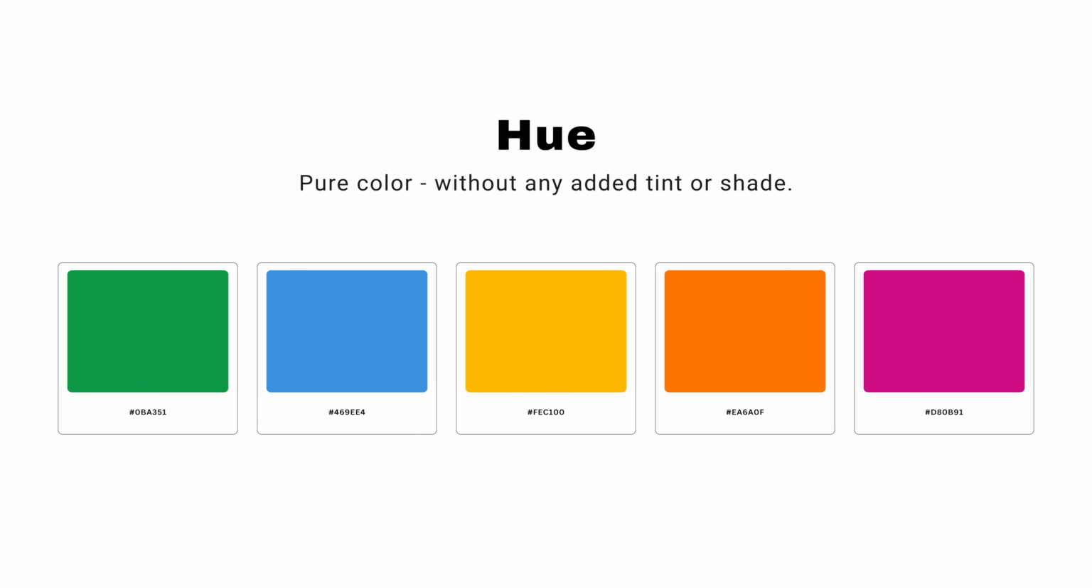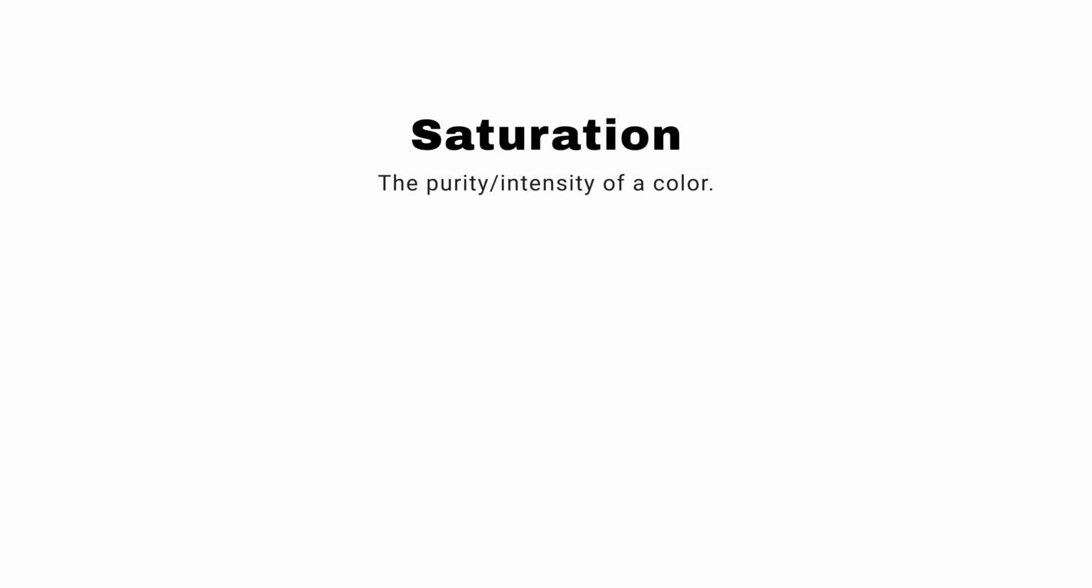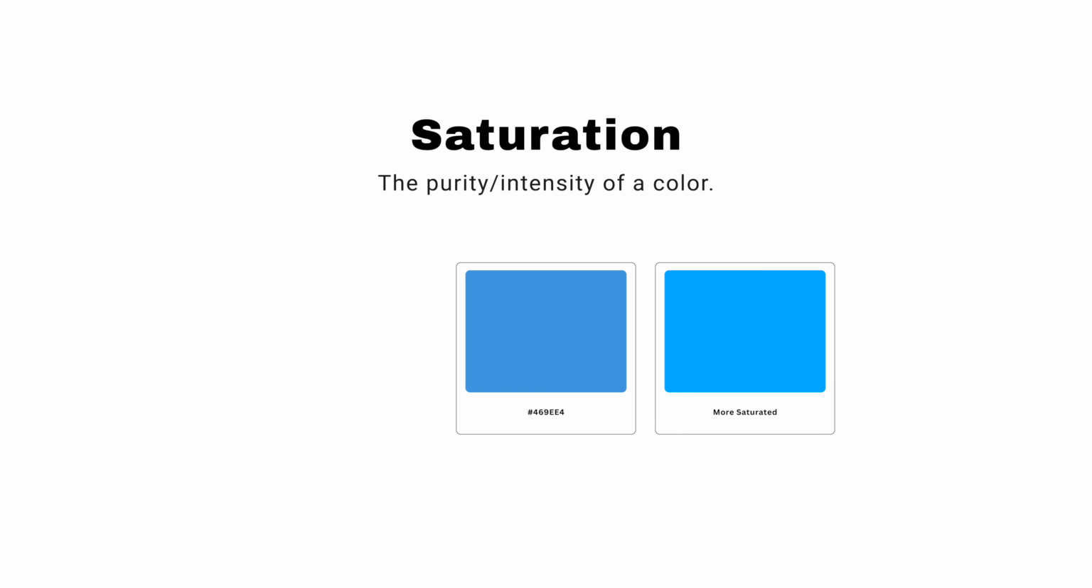So whether that's green, blue, yellow, orange, pink, purple, whatever, that would be the hue of a color. Now, saturation is essentially the purity of that color or the intensity of a color. So if you have a more saturated color, that would be a purer form of that hue, or stronger or more intense. Whereas if you desaturate that color, it's going to become a little bit more muted, a little bit softer, and not as pure.